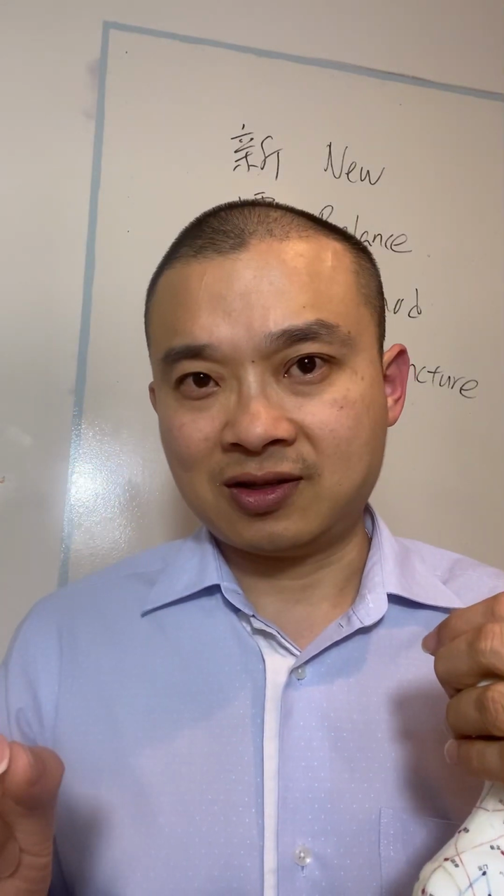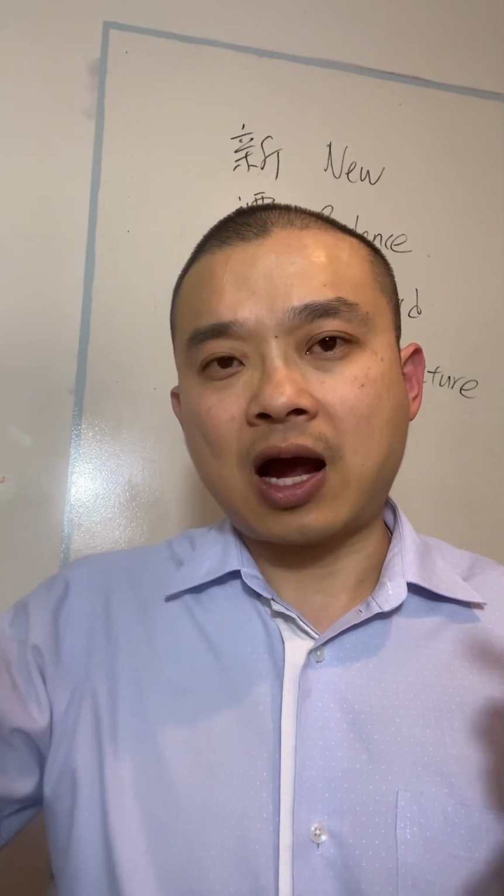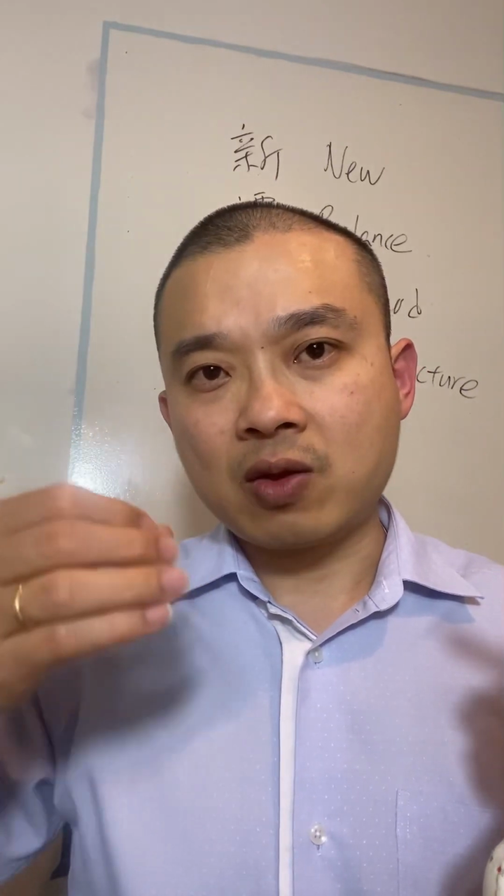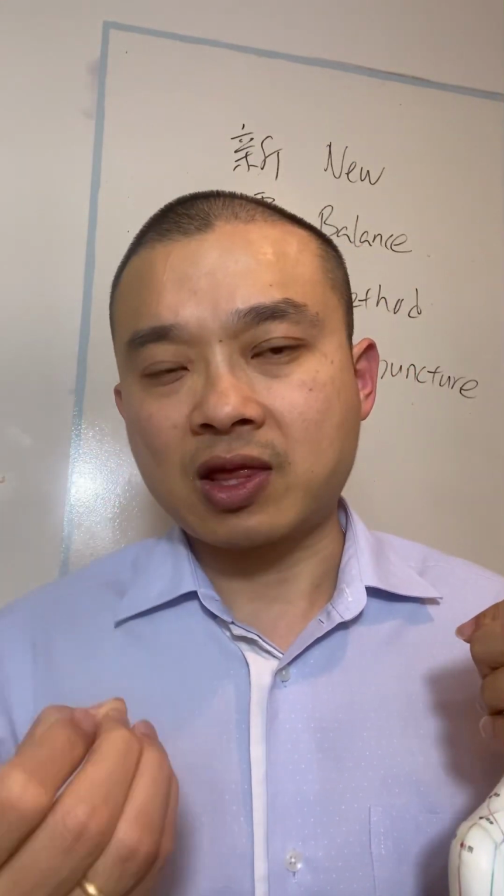So this is New Balance Method Acupuncture. The original Balance Method Acupuncture only describes the sick meridian. It does not talk about sick organs and the pain relief conditions and pain conditions, right? But in New Balance Method Acupuncture, we want to cover the sick organs. So this is the New Balance Method Acupuncture.